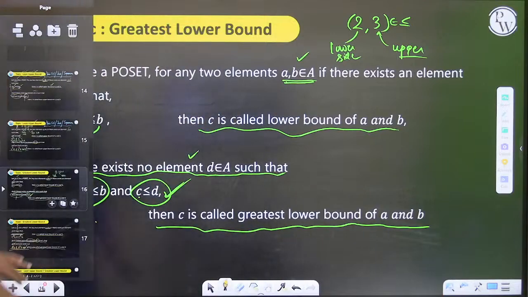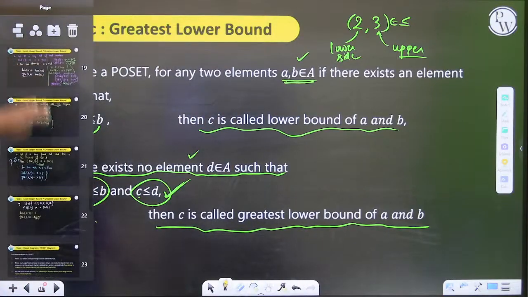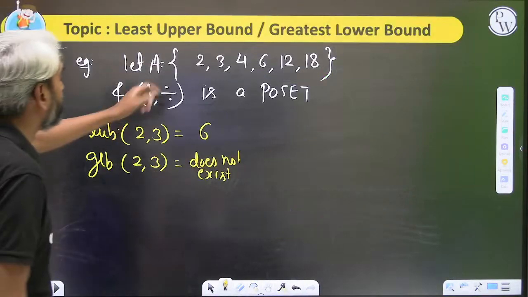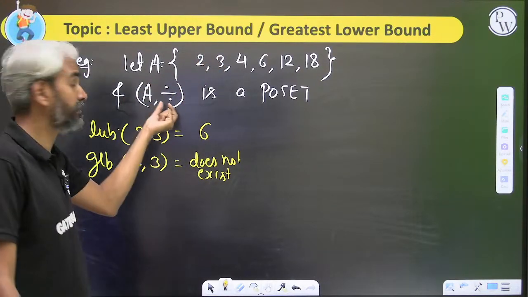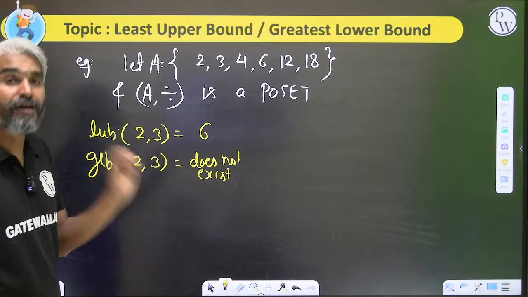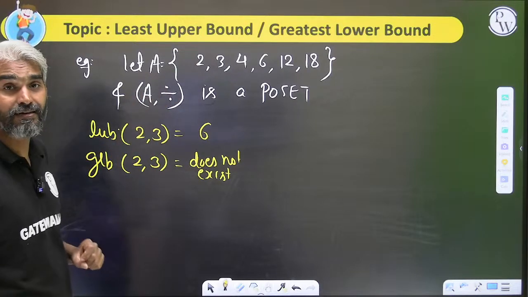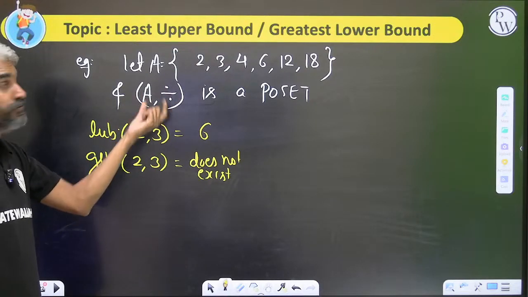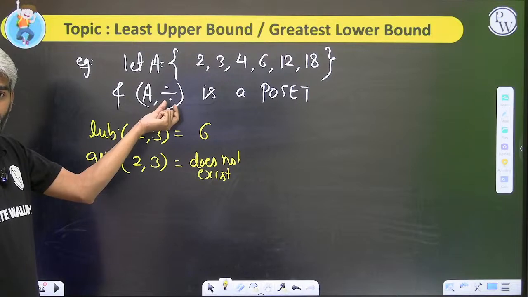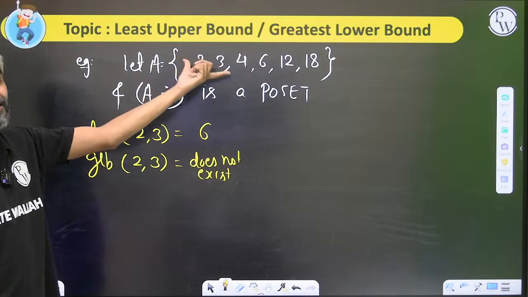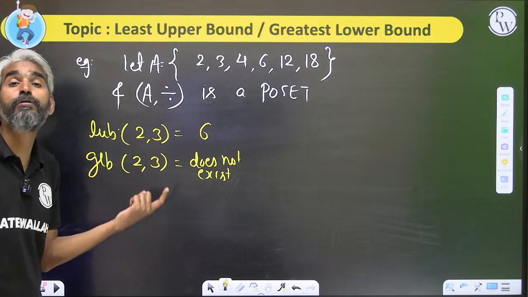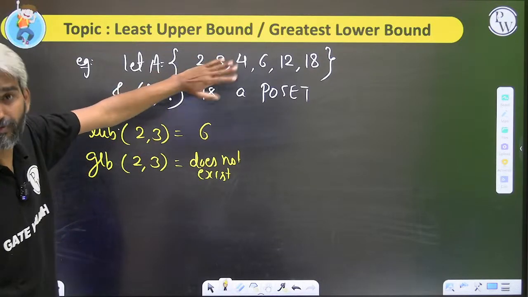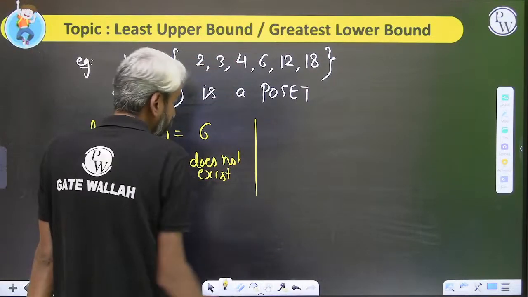So, if you look at this particular question, you will think that, sir, there is an element which can be on the lower side of 2 as well as on the lower side of 3 with respect to the relation divide, but that element is 1 and 1 is not present in this set. Therefore, in this poset, that is, in the partial order relation divide on this set, the least upper bound of 2 and 3 will be 6, but there is no greatest lower bound of 2 and 3 that exists in this set. So, the greatest lower bound of 2 and 3 does not exist.